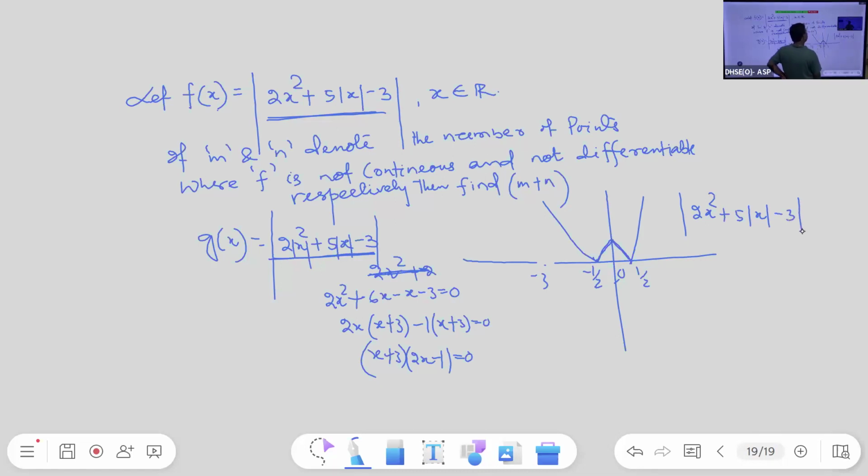This function is continuous everywhere. So the value of m is equal to 0. This is basically a graphical transformation. And non-differentiable points are the points at which the function takes a sharp turn. This is a point where the function takes a sharp turn. This is a point where the function takes a sharp turn. And this is a point where the function takes a sharp turn. So n is equal to 3. So m plus n is equal to 3.